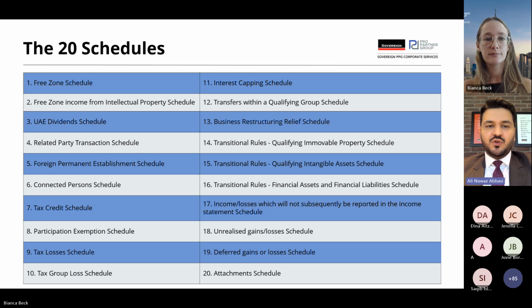Okay. So on the screen, you can see the different schedules that need to be filed along with the corporate tax return. There are around 20. From our experience in various surveys, it takes around 27 to 30 hours to gather all the information and complete the full corporate tax return. So I recommend not leaving it for closer to the deadline, but rather start on this much, much earlier. Next slide, please.